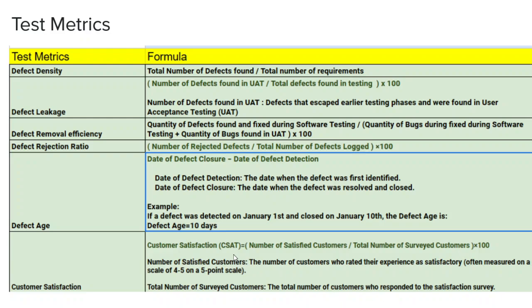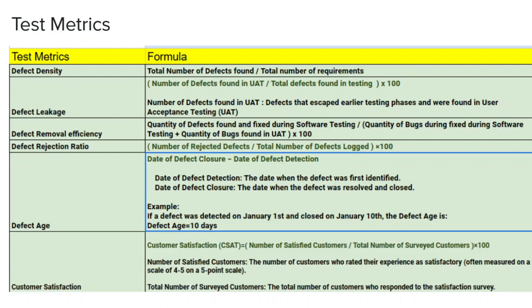The number of satisfied customers means the customers who rated their experience as satisfactory, often a 4 or 5 on a 5-point scale. In your product, sometimes you can have that scale. We can ask customers to provide feedback and rate from 1 to 5. If the customer is satisfied, they will rate 4 or 5. So the number of satisfied customers divided by the total number of surveyed customers, multiplied by 100, gives you the customer satisfaction value.